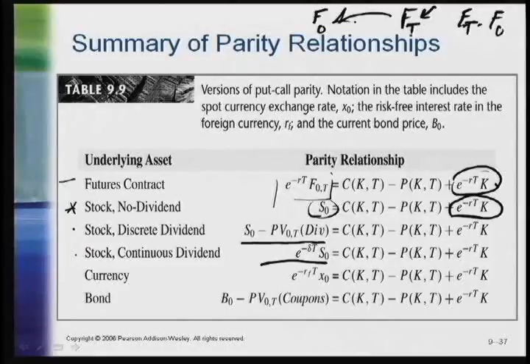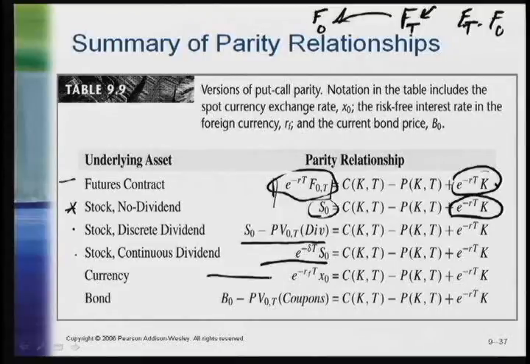So if I have a prepaid futures contract, I only need the present value of that F_0. Why? Because I can accumulate interest on that, and so we see what put-call parity looks like for futures contracts.